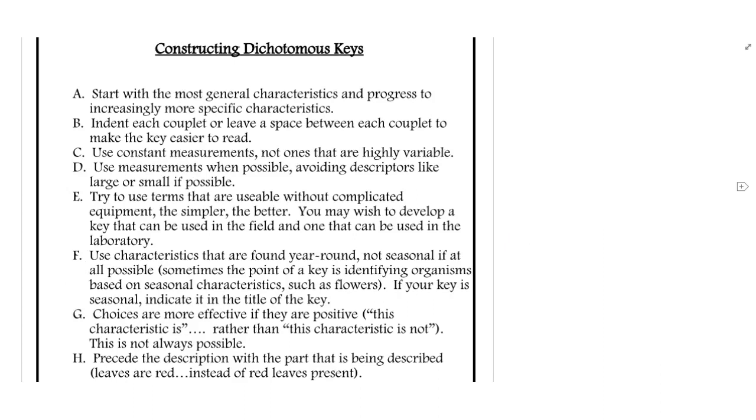Next, use constant measurements, not ones that are highly varied. So when you're trying to split humans up from other organisms, you don't say that they'll be 155 centimeters in height, because there's an awful lot of humans that aren't. Use measurements when possible, but avoid descriptors like large or small, because again, that's very subjective. It depends on who's reading it as to how they're going to interpret it.